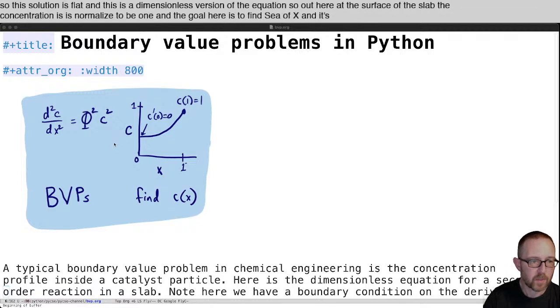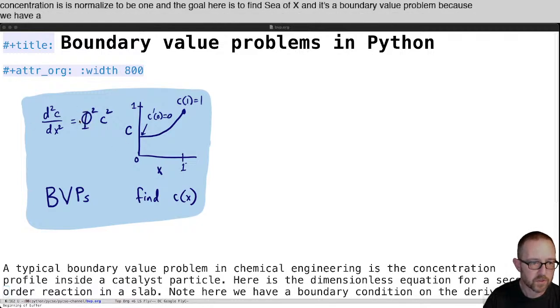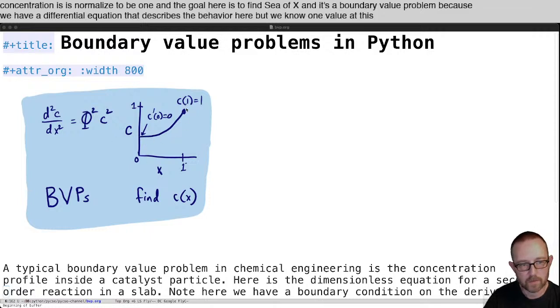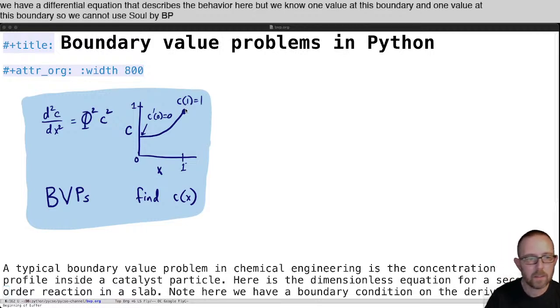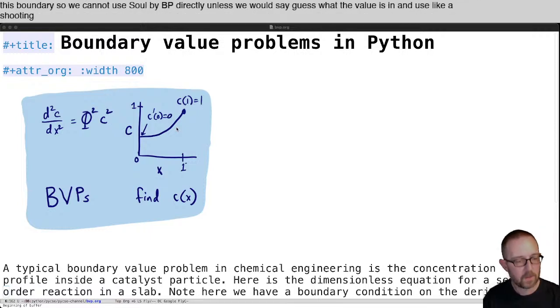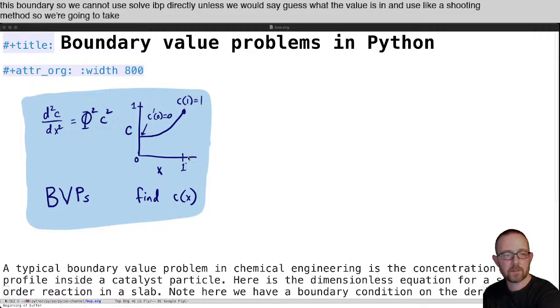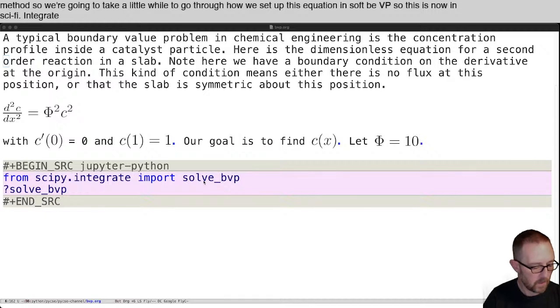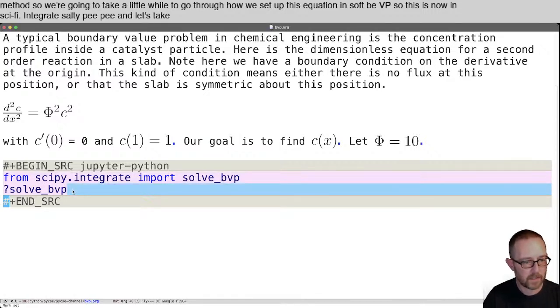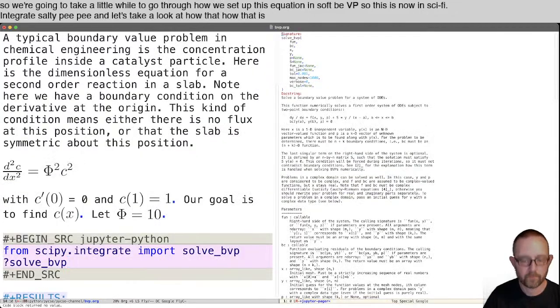And it's a boundary value problem because we have a differential equation that describes the behavior here, but we know one value at this boundary and one value at this boundary. So we cannot use an initial value solver directly unless we would, say, guess what the value is and use a shooting method. So we're going to take a little while to go through how we set up this equation in solve_bvp. So this is now in scipy.integrate solve_bvp, and let's take a look at how that is called.